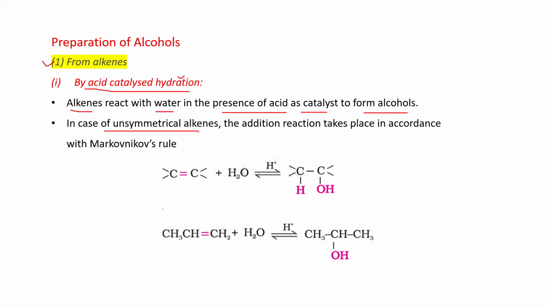In case of unsymmetrical alkenes, the addition reaction takes place in accordance with Markovnikov rule. Remember Markovnikov rule in 11th standard? That is, if an unsymmetrical reagent is added to an unsymmetrical alkene, then the more negative part of the adding reagent will add to that double bonded carbon atom which bears lesser number of hydrogen atoms.